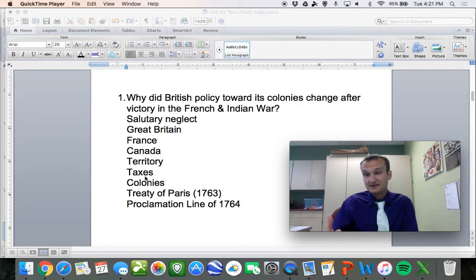France lost control of Canada to Great Britain, and now Great Britain had a large and new territory to rule in addition to its 13 colonies. There are plenty of new taxes. The Treaty of Paris ended the French and Indian War, not to be confused with the Treaty of Paris later on that ended the Revolutionary War, but the Treaty of Paris of 1763.